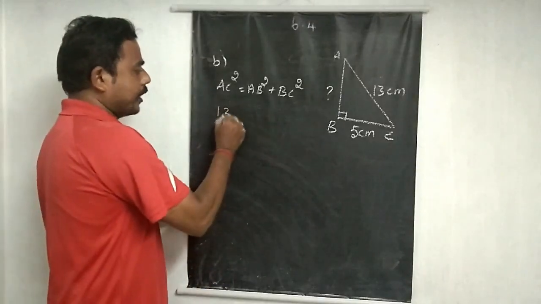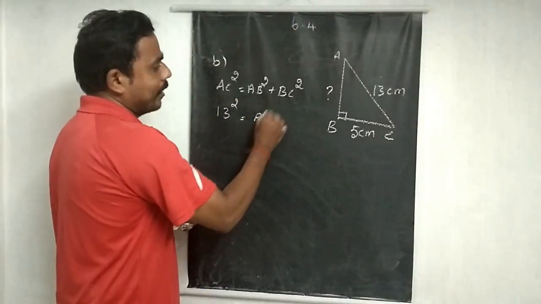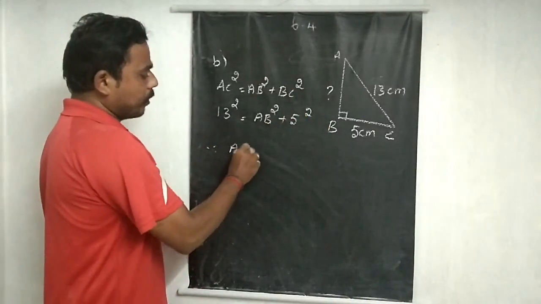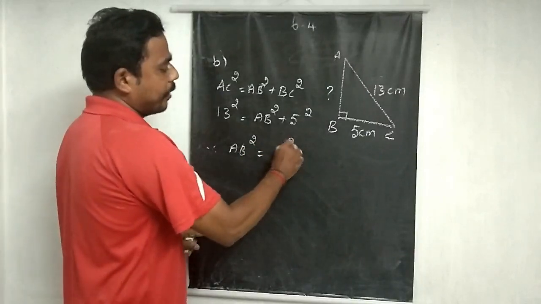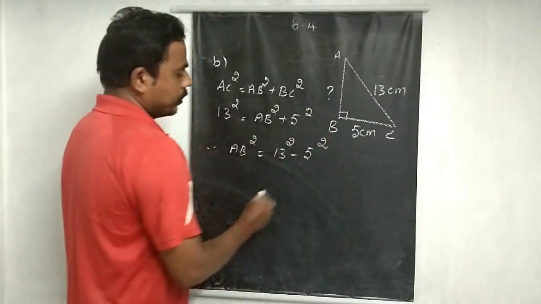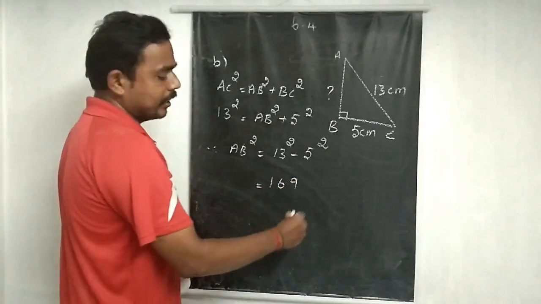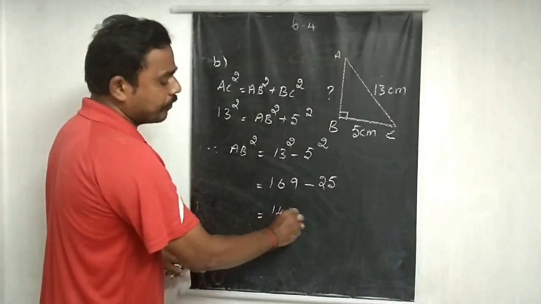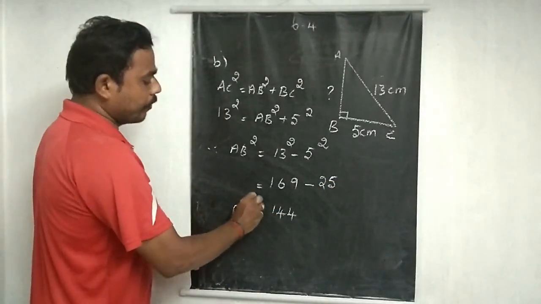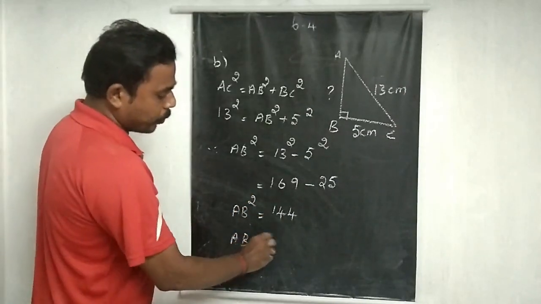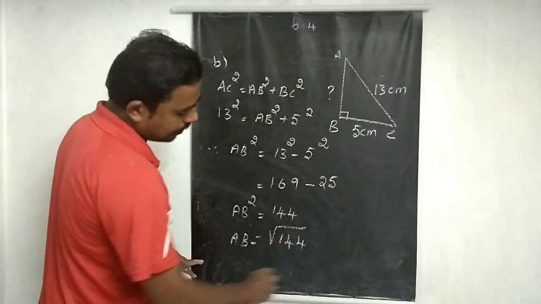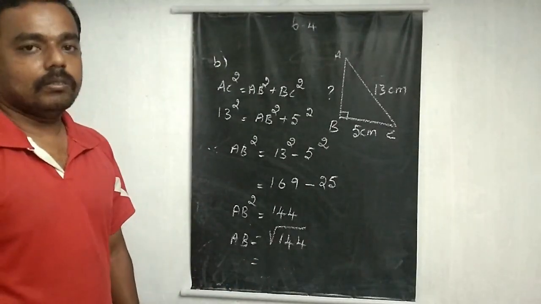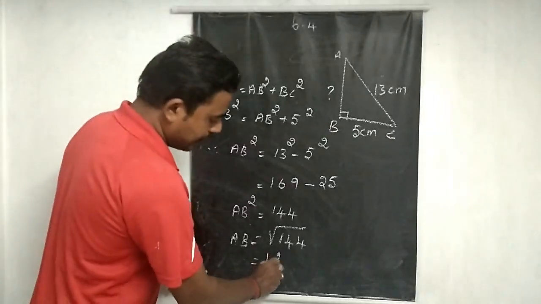So substitute: 13 squared equals AB squared plus 5 squared. Therefore AB squared equals 13 squared minus 5 squared. 13 squared is 169, 13 into 13, minus 5 squared, which is 5 into 5, 25. Subtract, we get 144. So AB squared equals 144. So AB equals the square root of 144. It's a perfect square number, 12 into 12 is the value of this.